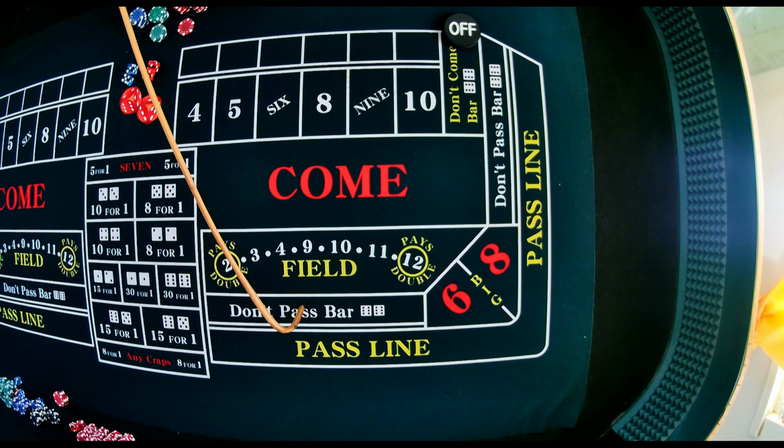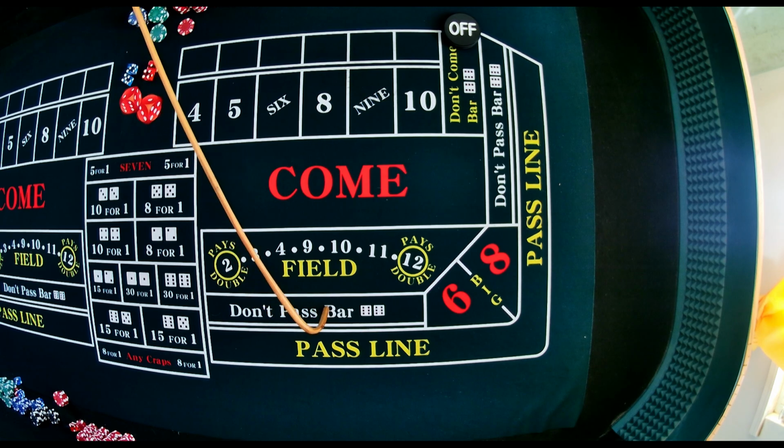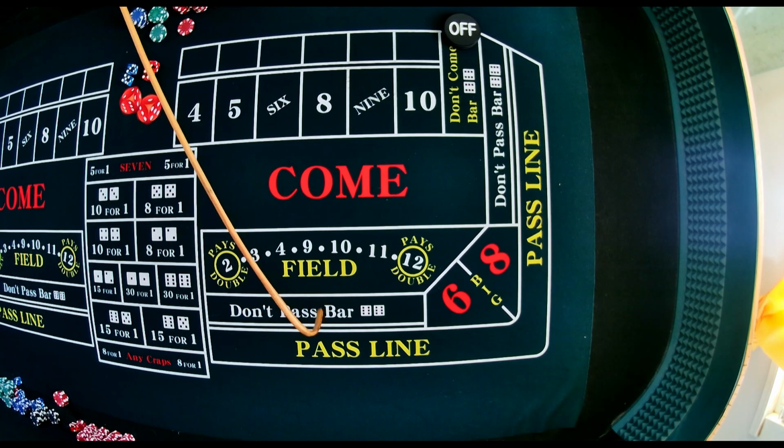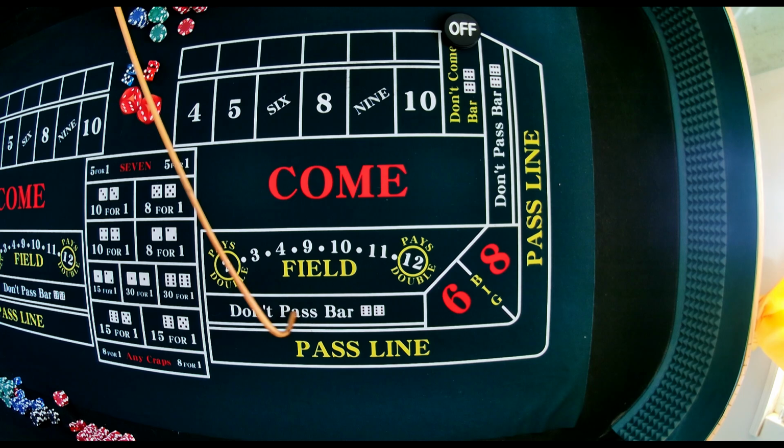Now, the don't pass, as I mentioned, is the exact opposite of the pass. So when you're throwing the dice on a come out roll and you have your bet on the don't pass line or bar, basically, if you throw a 7 or 11, you lose your bet on this. On a 2 or a 3, you win your bet, and a 12 would be a push. And that's on most tables.